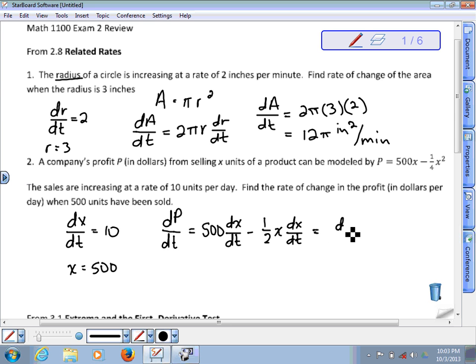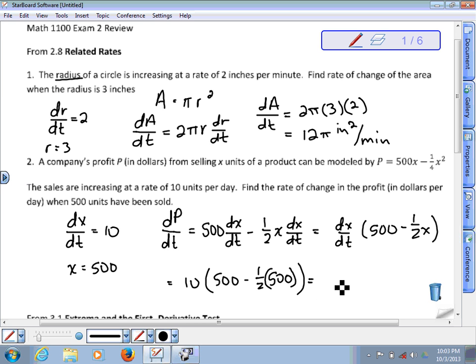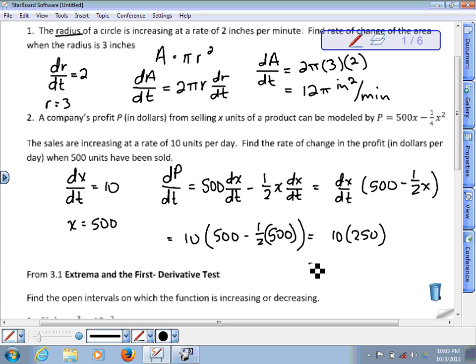Now we can factor out a dx/dt from the expression. That's going to leave 500 minus 1/2 x. Now we substitute the values that we know. We know dx/dt is equal to 10, so this is going to equal 10 times the quantity 500 minus 1/2 of 500. This is equal to 10 times 250, which is equal to $2,500 per day. That's the rate of change of the profit.